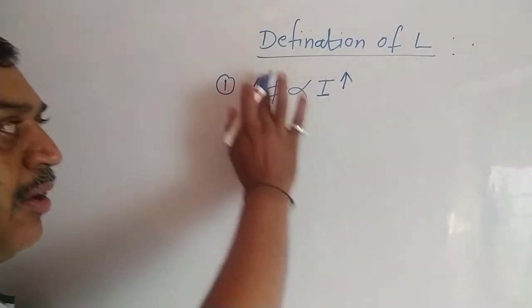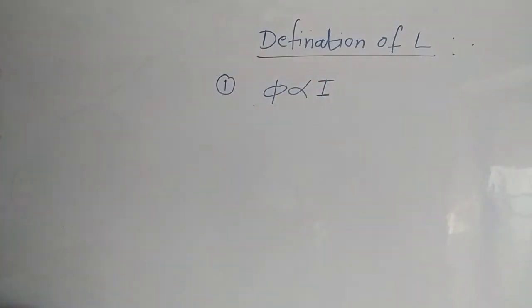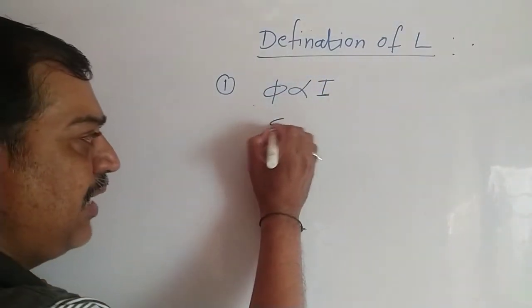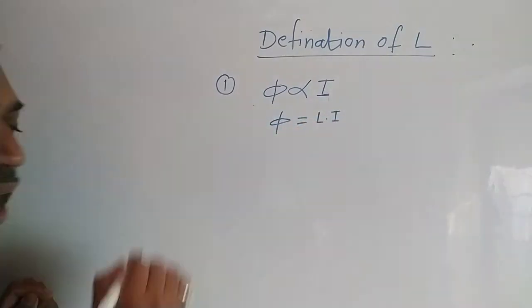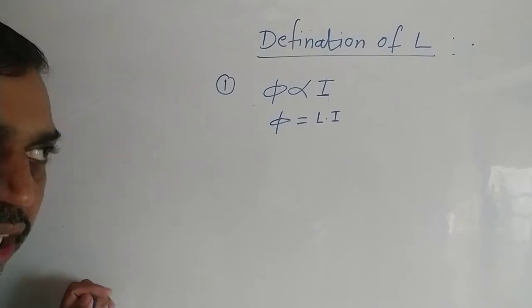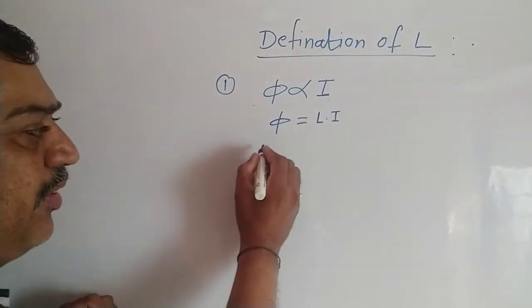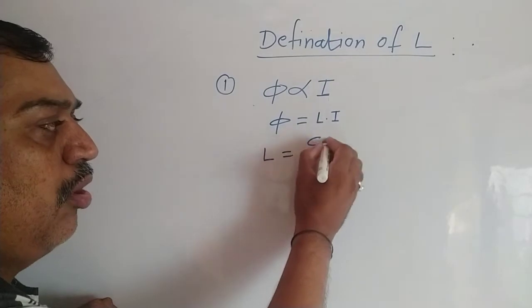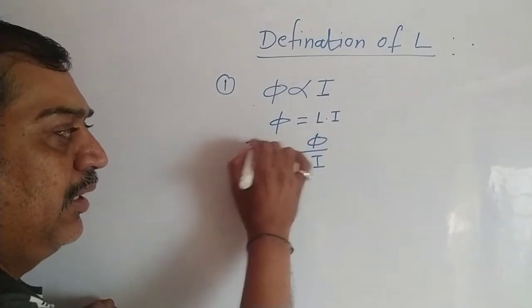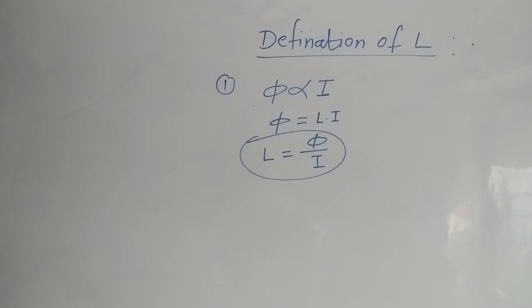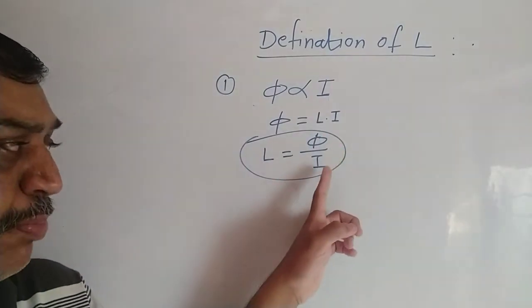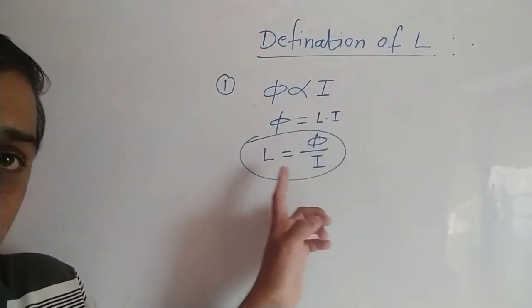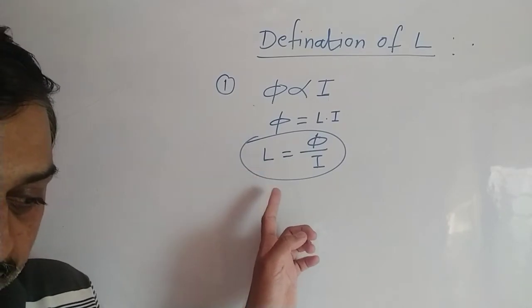So this part we have learned: phi is directly proportional to I. If I want to remove the proportionality sign, what can we write? Phi equal to some constant L into I, where L is called the coefficient of self-induction. From this you can find the value of L: magnetic flux per unit current. This is the first formula we have derived from this simple equation: L equals magnetic flux per unit current flowing through the same coil, that is called self-induction.